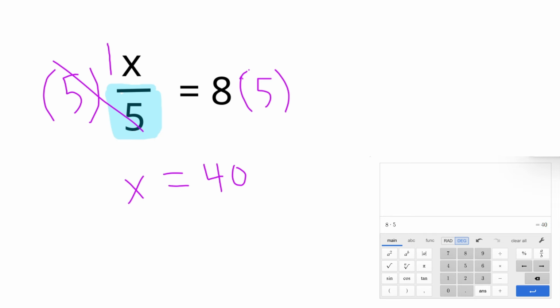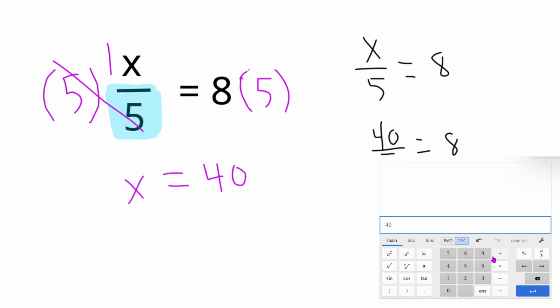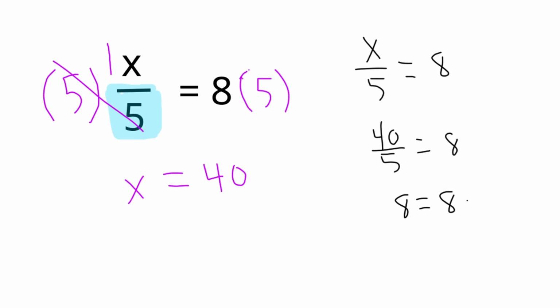Now let's perform a 3-step check. First step is to rewrite your original equation, which is x divided by 5 equals 8. Then step 2 is to plug in what x is. X is 40. So do 40 divided by 5 equals 8. Then step 3 is to confirm that 40 divided by 5 is in fact 8. 40 divided by 5, double check in your calculator, you will get 8. 8 equals 8, so it does check out.